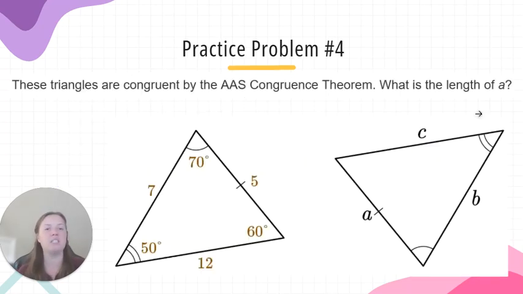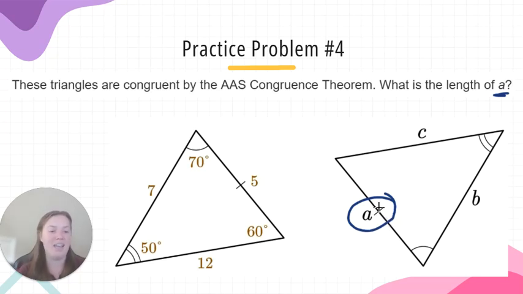The last practice problem that we have here, these triangles are congruent by the angle side congruence theorem. They're telling us that they are congruent. They are showing this beautifully labeled triangle here, right? We have all three sides labeled, and all three angles are also labeled. And we want to figure out what is the length of A. So here, once again, this is why we mark our triangles. It is going to help us in the long run.